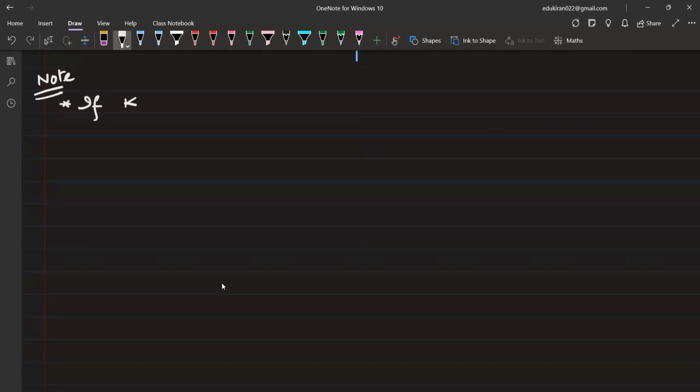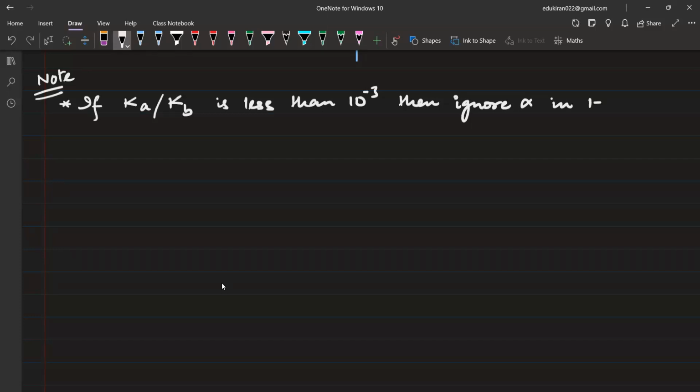When you get K, that is the dissociation constant of acids and bases. If Ka or Kb is less than 10 to the power minus 3, then ignore alpha in 1 minus alpha. So what you have to do is ignore alpha in 1 minus alpha.